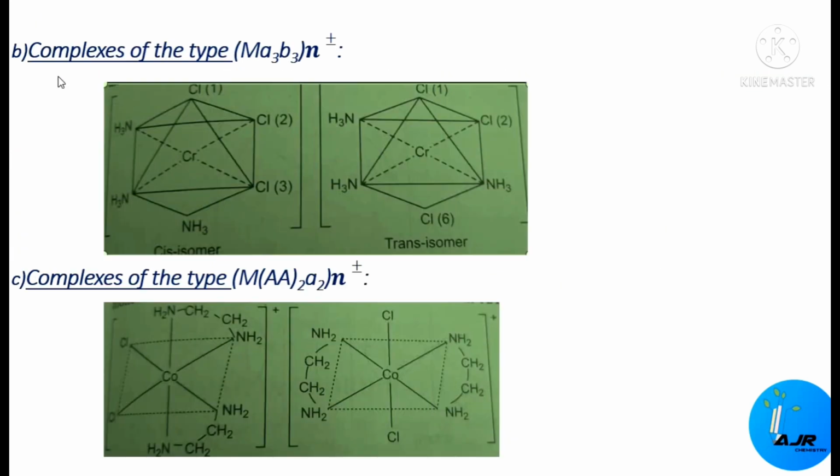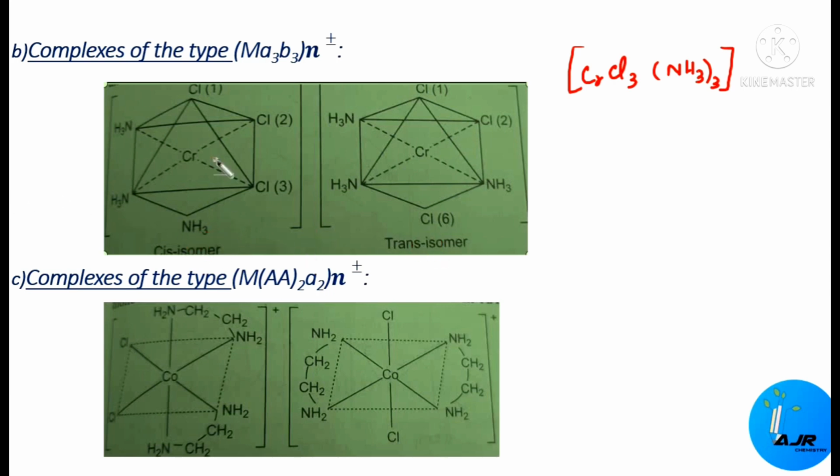Understood, students? The next complex type is complexes of the type MA3B3 n+/-, where M represents the central metal atom, A is one ligand and B is another ligand, each occurring 3 times. Let me give an example for this category: [Cr(NH3)3Cl3]. A is Cl, three times, and NH3 is B, three times. Here also we have cis as well as trans isomers.